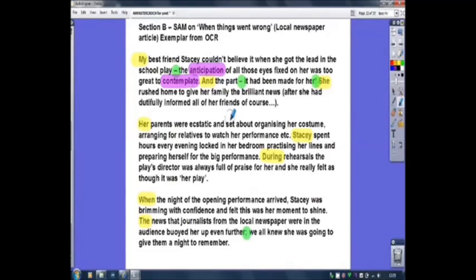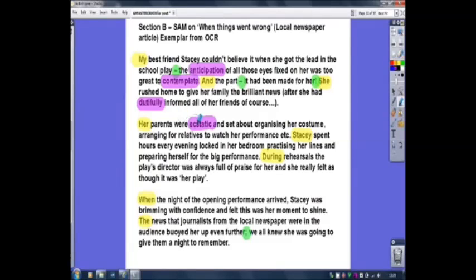"And the part, it had been made for her. She rushed home to give her family the brilliant news, after she had dutifully informed all of her friends, of course." And here possibly dutifully is reaching for that kind of level of vocabulary, and we'll see it in the next sentence as well. "Her parents were ecstatic and set about organising her costume, arranging for relatives to watch her performance, etc. Stacy spent hours every evening locked in her bedroom, practising her lines and preparing herself for the big performance. During rehearsals, the play's director was always full of praise for her, and she really felt as though it was her play."